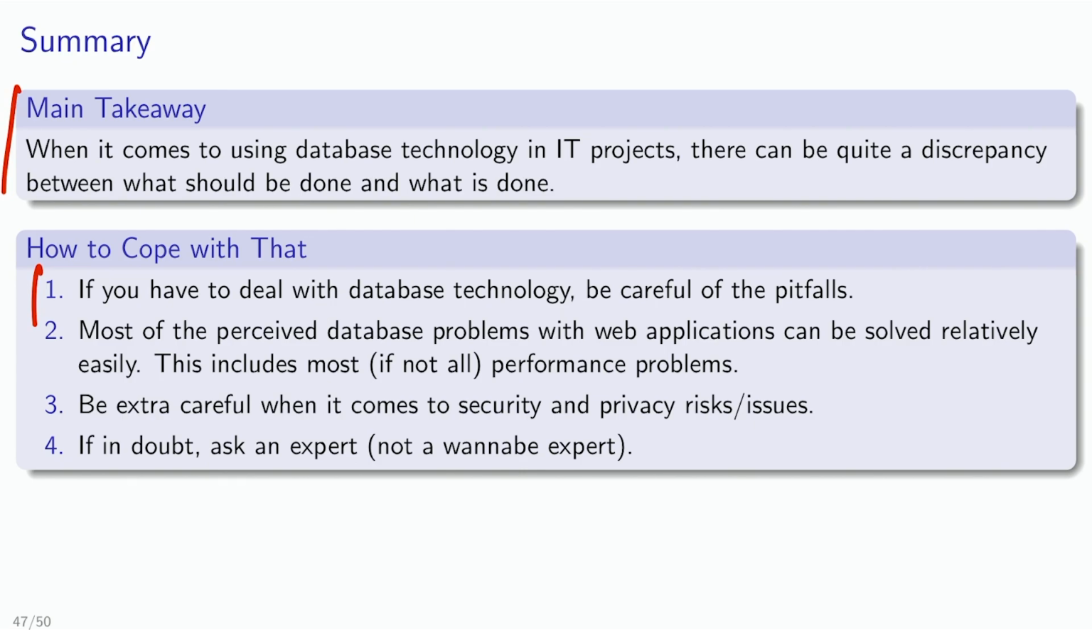The interesting thing is that most of the perceived database problems with web applications can be solved relatively easily. Yeah, so you sometimes hear people complaining, oh, my database is slow. No, it's typically that it is misconfigured or used in the wrong way. That holds for most, if not all, performance problems. Finding a scenario where the database is really too slow is hard these days. Databases are super fast, they're just used in the wrong way, and that's the culprit.